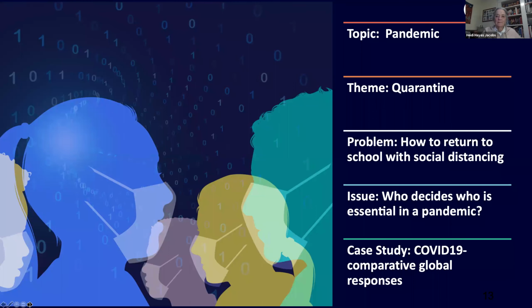This one's timely, very obviously. You could explore the topic of the pandemic, or you could look at a theme of quarantine, literature, where someone has been quarantined, or the idea of the impact of setting yourself apart in isolation and really begin to probe that. Then there's the reality of a problem, how to return to school with social distancing. Boy, here's a good issue. Who decides who is essential in a pandemic?